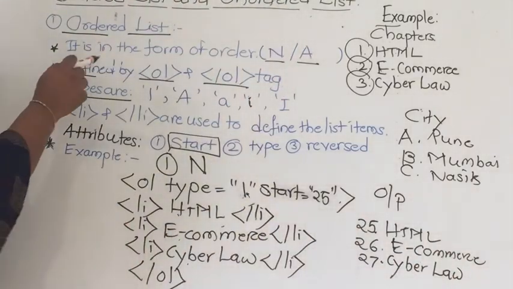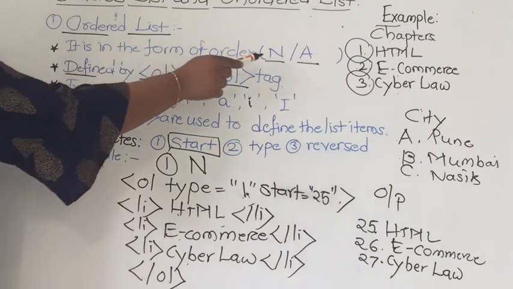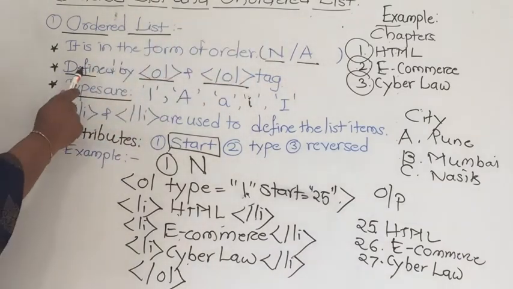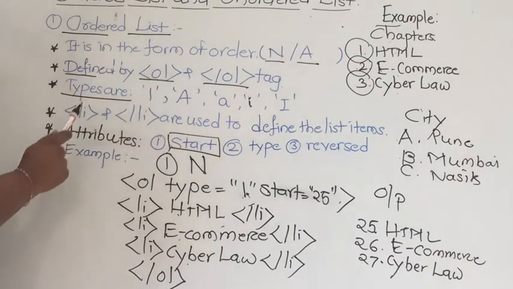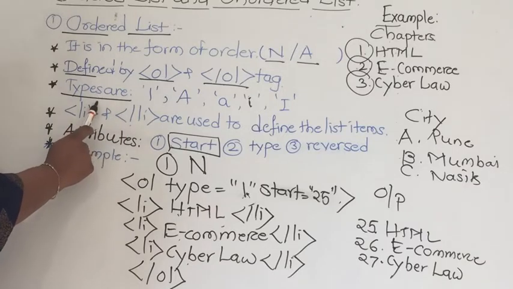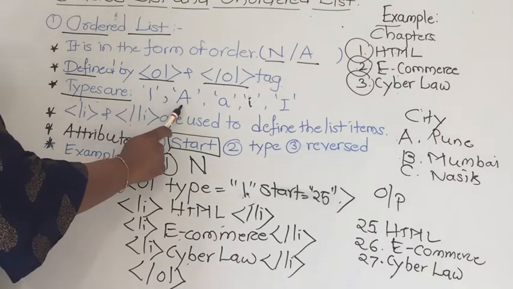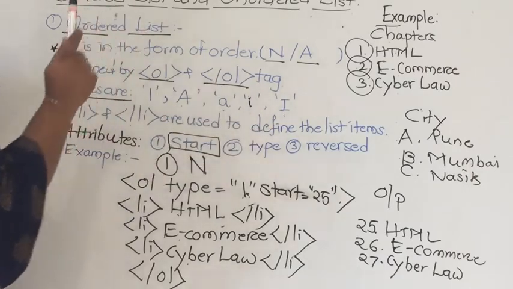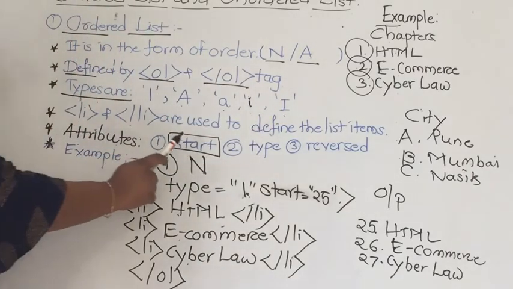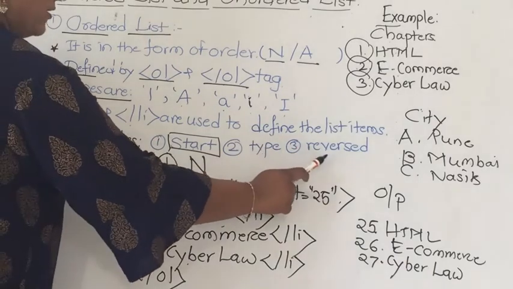Again I will repeat, an ordered list is in the form of numerics or alphabets. To define an ordered list we use OL and /OL. To define the list items we use LI and /LI. 5 types are there: 1, capital A, small a, small Roman i, and capital Roman I. 3 attributes are there: start, type, and reversed.